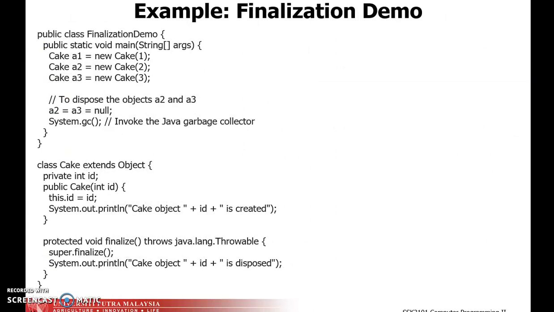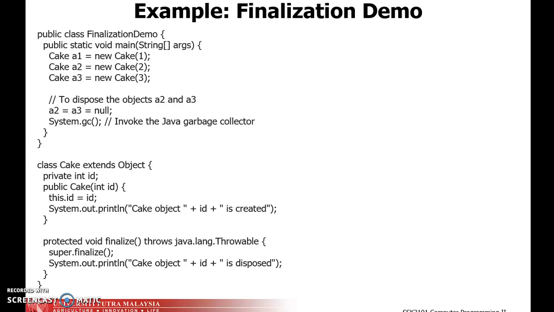Right. The given example illustrates the finalize method implementation, which consists of two classes, namely the FinalizationDemo class and the Cake class that extend the Object class. By looking at the main method in FinalizationDemo, the program constructs three Cake objects, A1, A2, and A3, with different values of ID. You can refer to this as the constructor method in the Cake class.